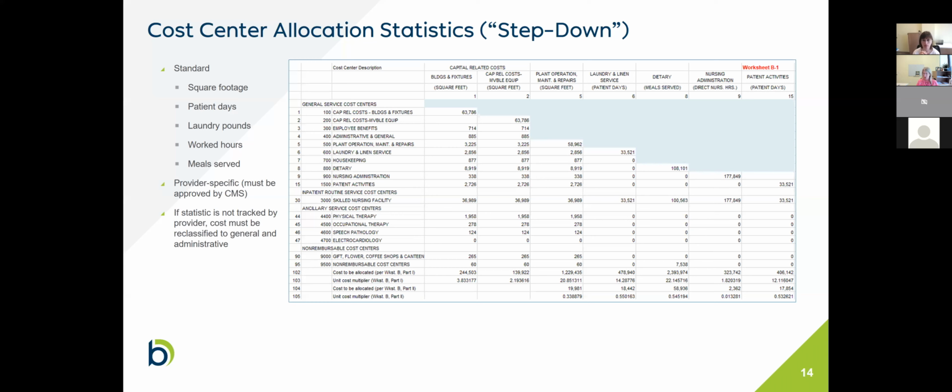One of those is your nursing hours. Your direct care nursing hours is the approved or generally accepted statistic for nursing administration. You want to make sure that you have a good methodology for tracking those nursing hours in your payroll system so that you can easily pull them and use them to allocate that statistic.